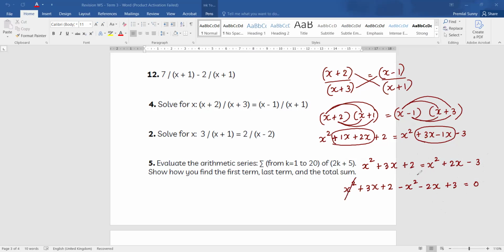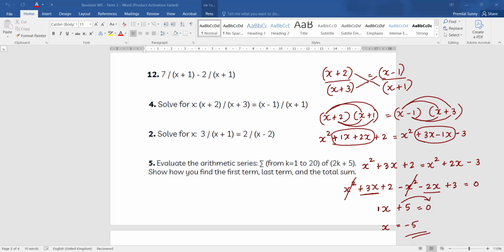So x square and minus x square get cancelled. 3x minus 2x is 1x. 3 minus 2 is 1, so 1x. Positive 2 plus 3 is positive 5, is equal to 0. 1x can also be written as x. Positive 5, you take it to the right hand side, it becomes negative 5. So x is equal to minus 5 will be your answer.